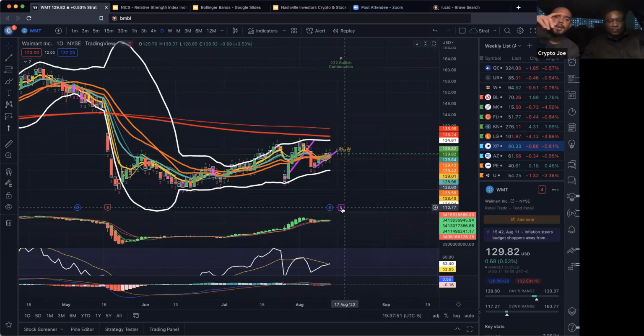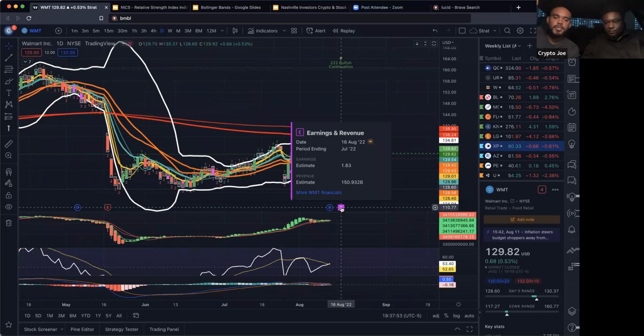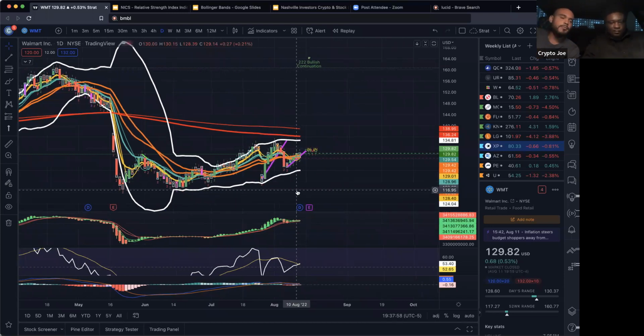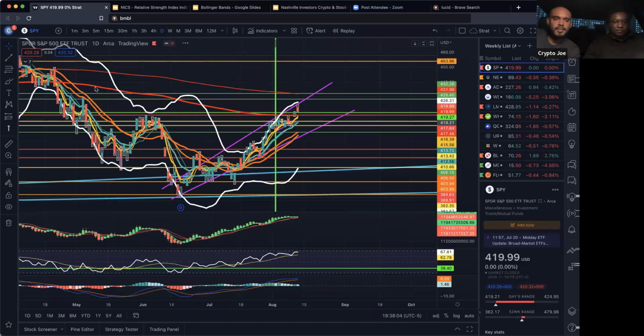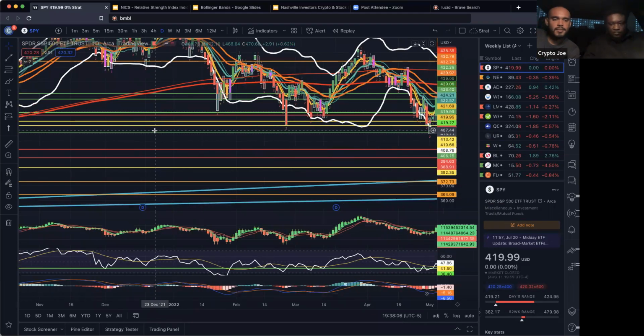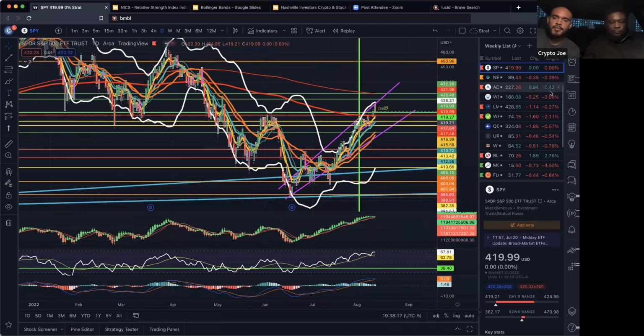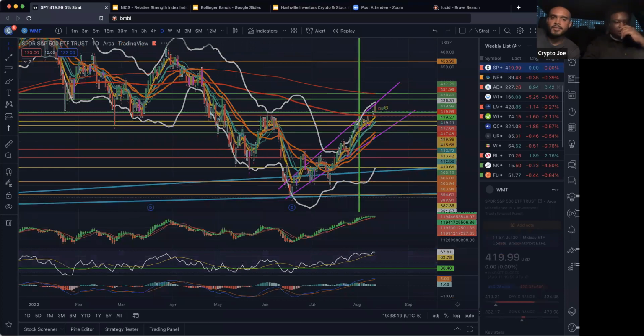Earnings are in August. That gap down is when the market dropped like crazy. I think the S&P dropped crazy that day too. Hit the SPY real quick. I think that was May. Yeah, that's when the market started falling like crazy. So that was the overall market moving down, and Walmart probably reacted strongly to that.